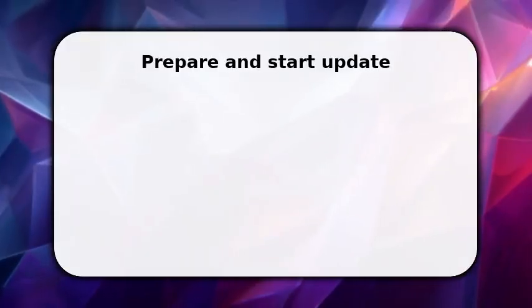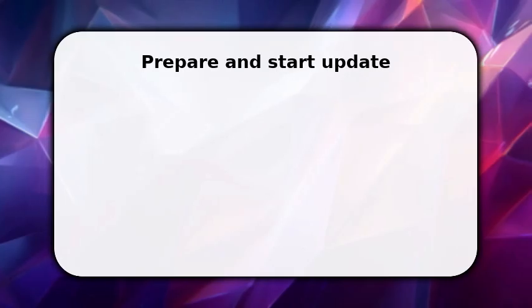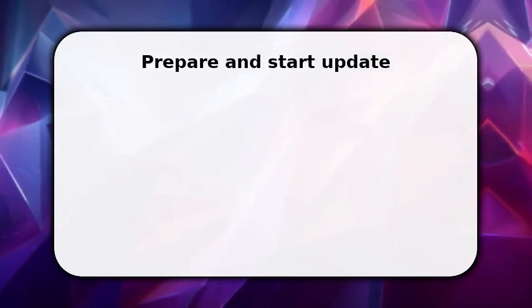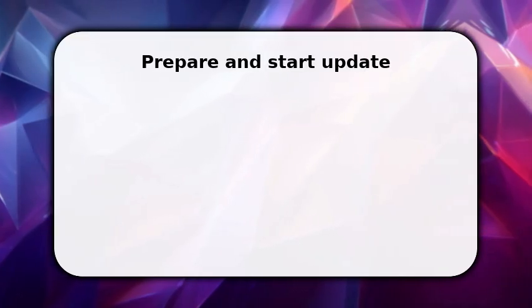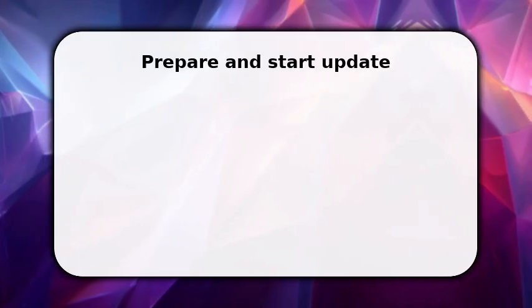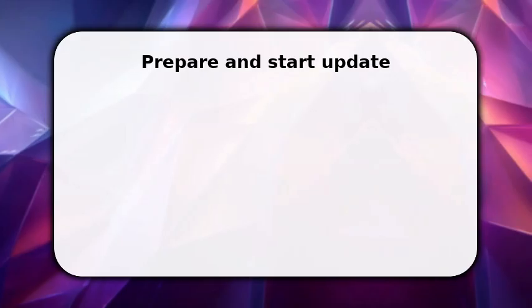You begin by ensuring prerequisites. Plug your iPhone in or confirm the battery is at least 50% and connect to a stable Wi-Fi network so the download won't fail. Once done, open Settings, tap General, then Software Update to see available versions. You'll see either an update listed or a message that your software is up to date.